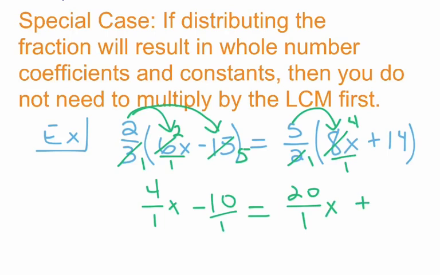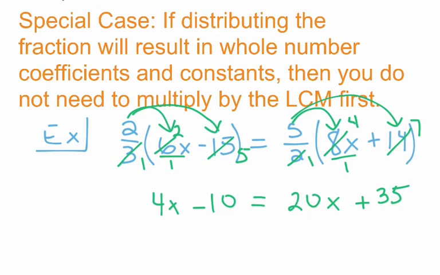And now I'm going to multiply my 5 halves times 14. Again, 2 goes into 2 once. I did that right here. And 2 goes into 14 7 times. 5 times 7 gives me 35. I can write that as 35 over 1. And now we see that I have all of my fractions over 1. I don't need to have over 1 as my denominator. So I can go ahead and eliminate all the denominators. And so when I do that, I end up with 4x minus 10 is equal to 20x plus 35.